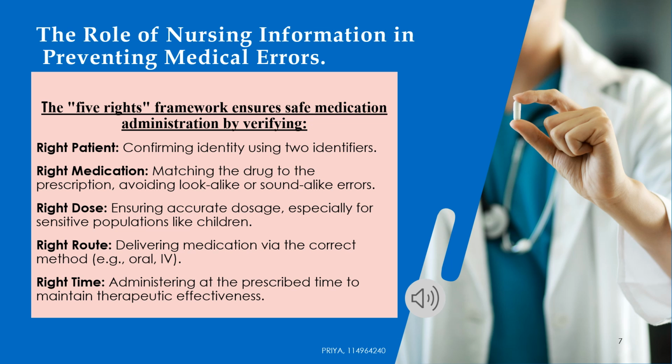Fourth one is right route. So nurses can ensure that the medication is delivered through the correct method like oral, intravenous, intramuscular, subcutaneous. For example, an injection meant for oral use could lead to severe complications. Fifth one is right time. Verifies that the medication is administered at the correct time to maintain therapeutic drug levels. Nurses can account for frequency, specific timing, and interaction with other drugs or meals. So the significance of this framework is to minimize errors, improve patient outcomes, and foster trust in healthcare delivery.